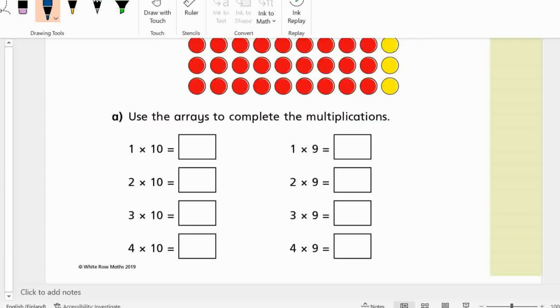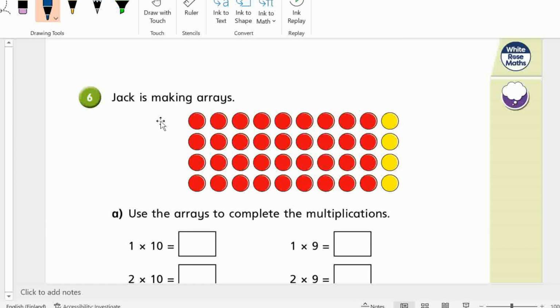Okay, let's move on to this one. Jack is making arrays. They always use the word arrays for when they're putting counters out. And so there's a row of 4 going this way. 1, 2, 3, 4. And then going this way, let's see, 1, 2, 3, 4, 5, 6, 7, 8. This is 9, and this would be 10. Use the arrays to complete the multiplications.